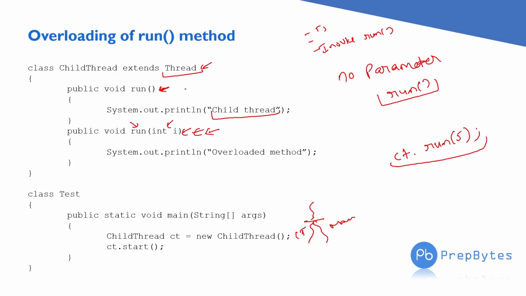What are the important points here? The important point is start will always call the method with no parameter run. Okay, though we can overload. Do not say we cannot overload. Okay, it will not give an error, not compile time, no run time. We can overload, but the point is it will behave as a normal method.